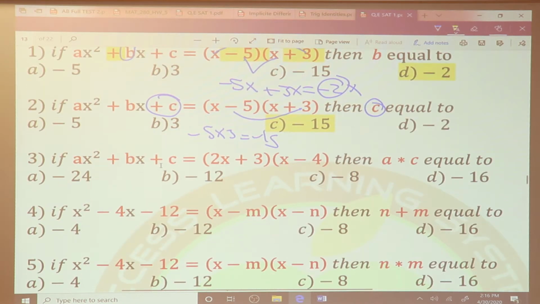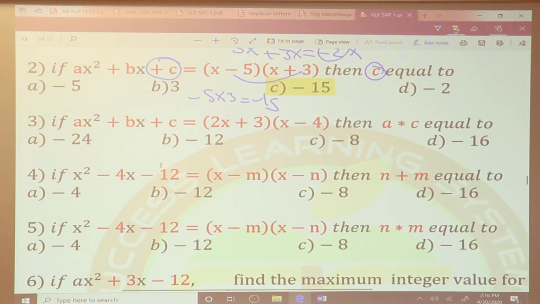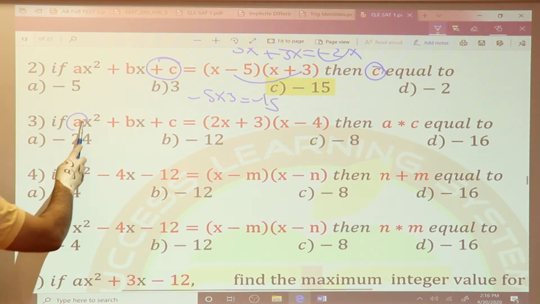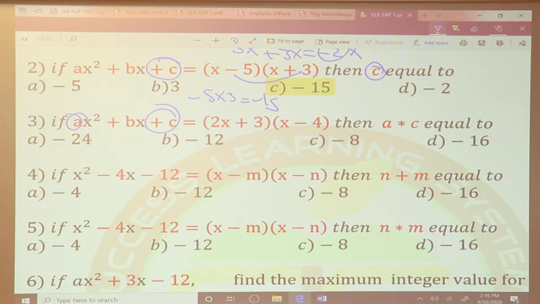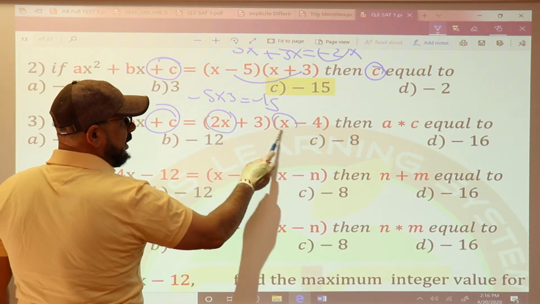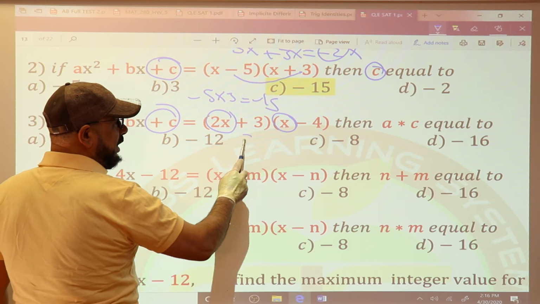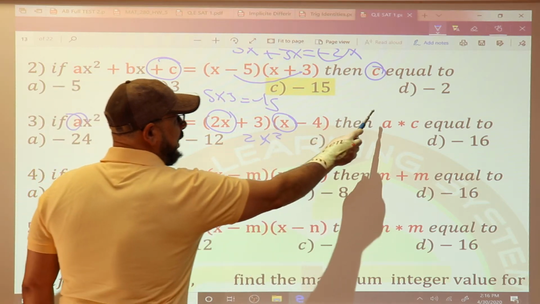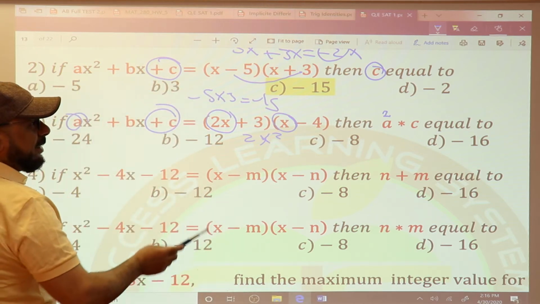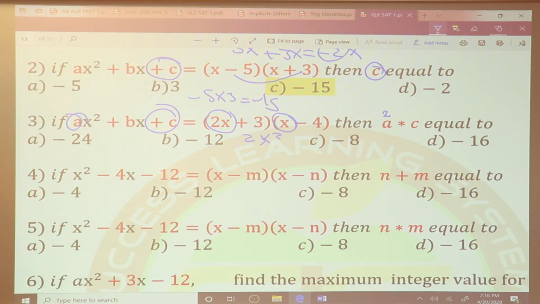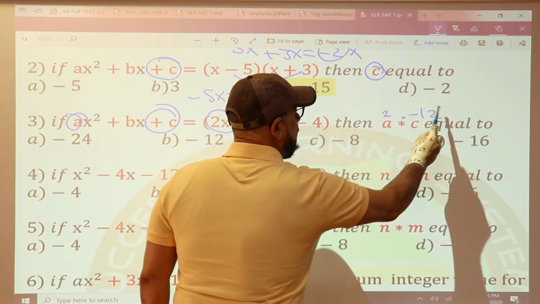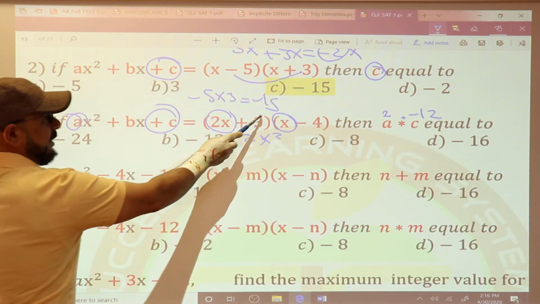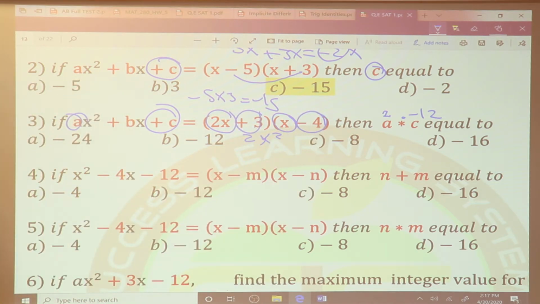Okay, let us see. What is A times C? We need A times C. What's A? 2, times C, negative 12. A is the coefficient of x squared, coming from 2x times x, which is 2x squared, right? Then circle A. A is 2. C is 3 times negative 4, negative 12. Which is equal to how much? Negative 24.